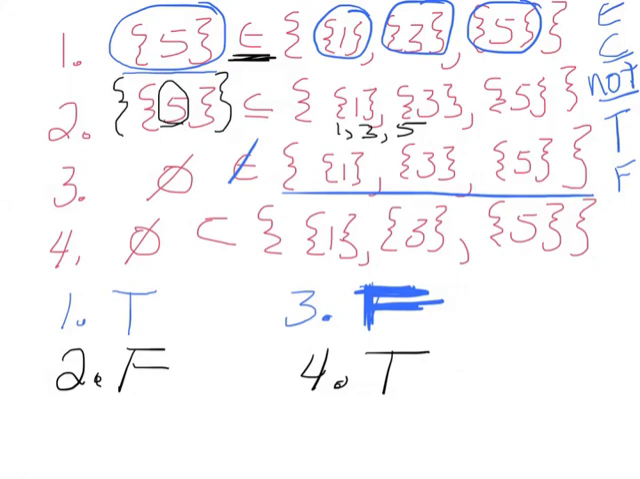It says the empty set is a subset of the set containing this. The empty set is always a subset. Notice it's not always an element. Okay? Anyway, I hope that helps. That's the end of the video.